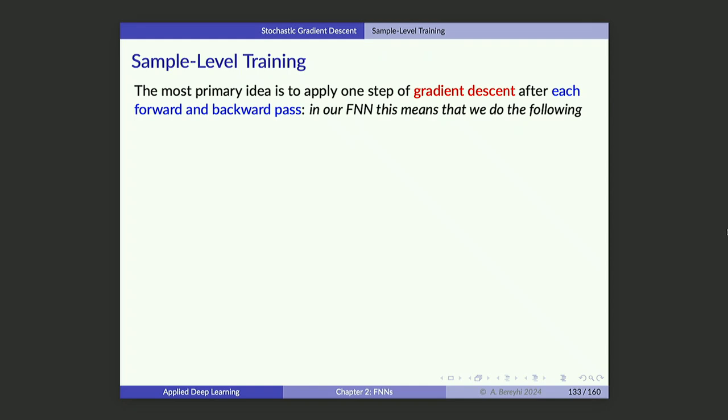They are of the same dimension, right? I can use it. It might be that my algorithm doesn't work fine. But at the end of the day, it doesn't impact the math of the problem. It's still a kind of gradient, right? So this is the most basic idea. This is what we call sample level gradient descent.